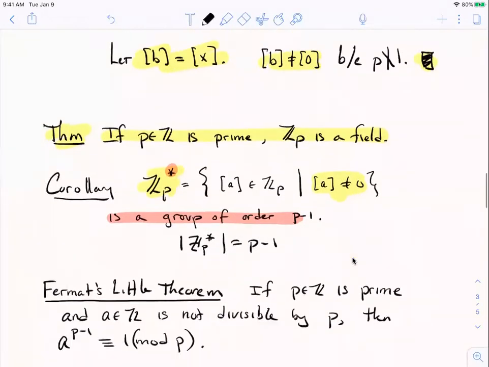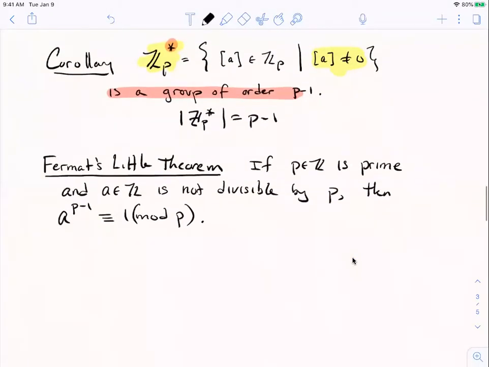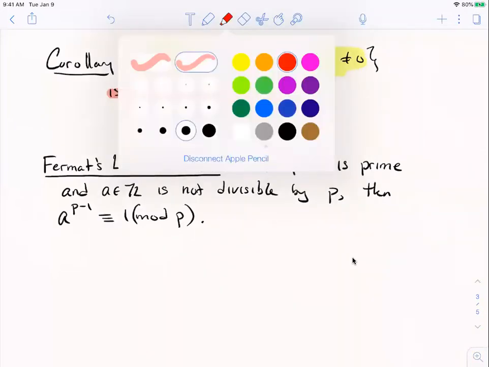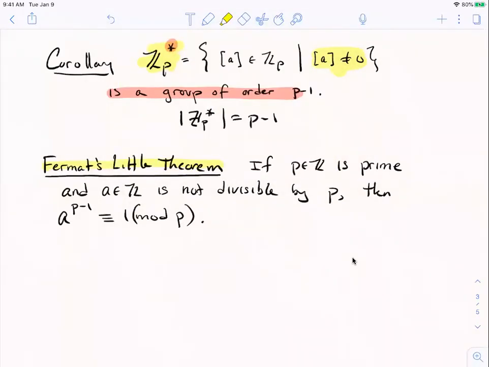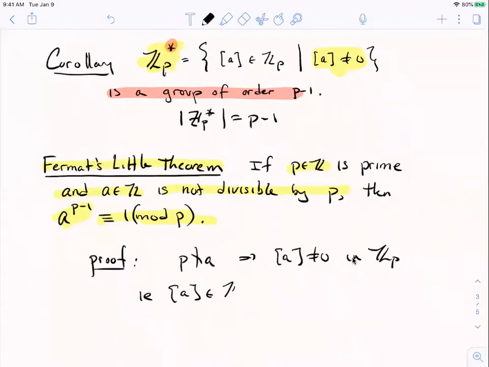Cool. So we can prove a famous number theory theorem from that. It's called Fermat's little theorem. I've written it here in kind of number theory language. It says if you take a prime number and you take an integer that isn't divisible by your prime, then the p minus first power of that integer is congruent to 1 mod p. So let me give you kind of an algebraic or group theoretic proof of that. So first of all, if p doesn't divide a, then that means that a is not 0 in ZP. So that means that a is an element of this group, ZP star.